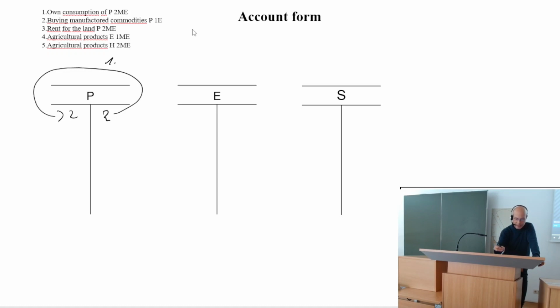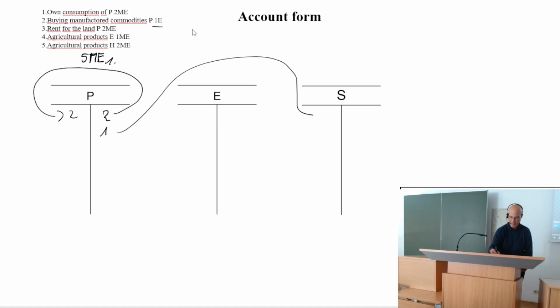P is buying for 1 unit from the manufacturing sector, class sterile. So I'm taking one of my 5. Here we know that we have 5 money units, and this is then going to the manufacturing sector.